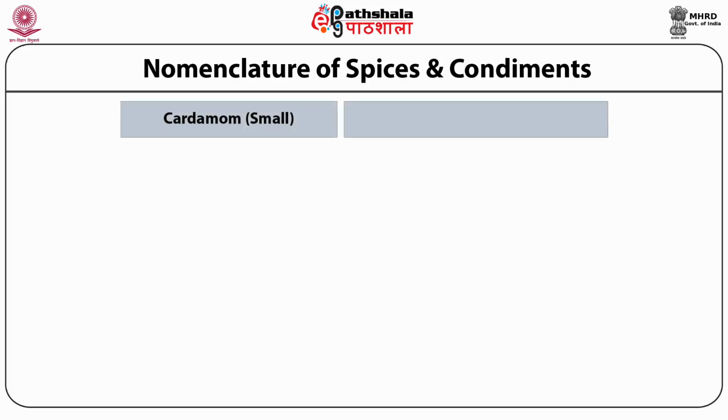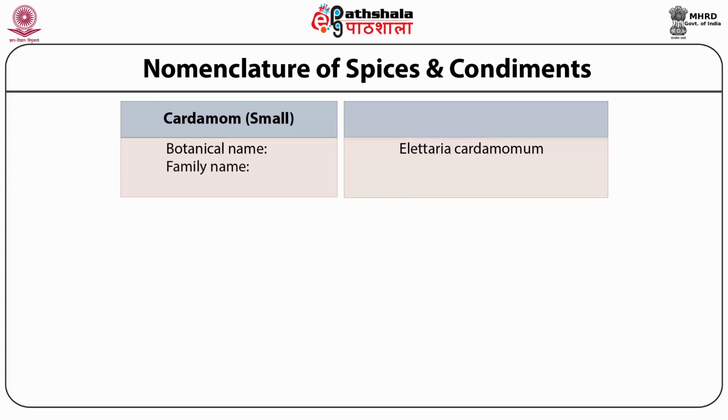Cardamom, called elaichi in Hindi, with the botanical name Elettaria cardamomum, belongs to family Zingiberaceae and is a large rhizomatous perennial crop called the king of spices. It's native to southwest India, cultivated in India, Sri Lanka and Guatemala. Useful parts are pods and seeds.